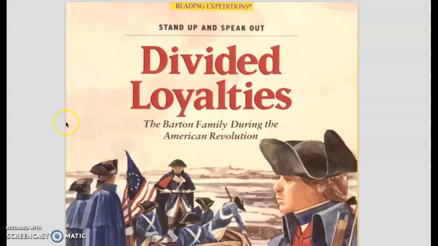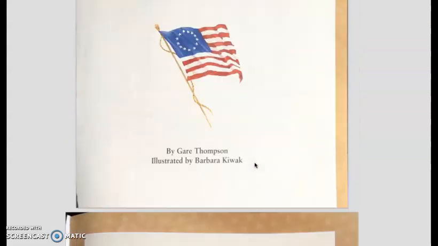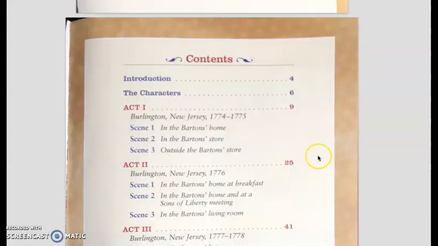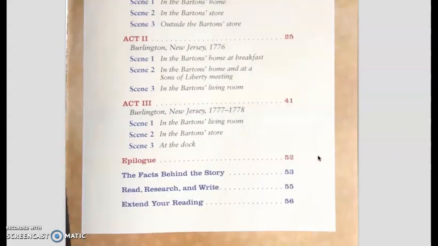Class, so today we're going to be reading Divided Loyalties, The Barton Family During the American Revolution by Gare Thompson, illustrated by Barbara Kiewak. Here's our table of contents, which we always use to reference to find different parts of a book.